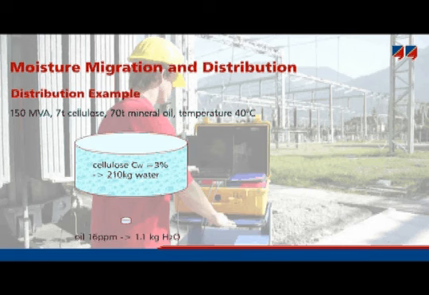Because of its molecular structure, oil can take up only small quantities of moisture. So, if one wants to dry a transformer, it is obviously not appropriate to dry the oil, because drying the oil will remove only 1 kilogram. It is the cellulose that needs to be dried.